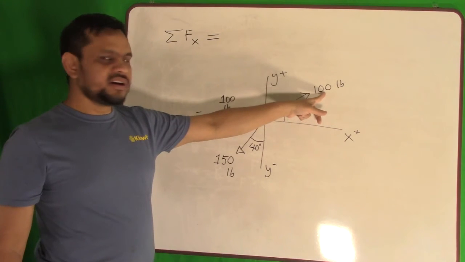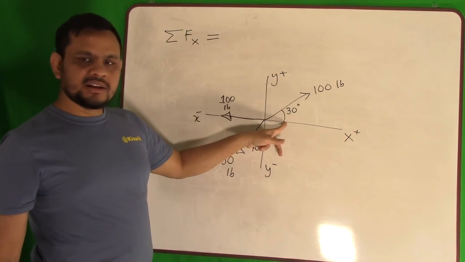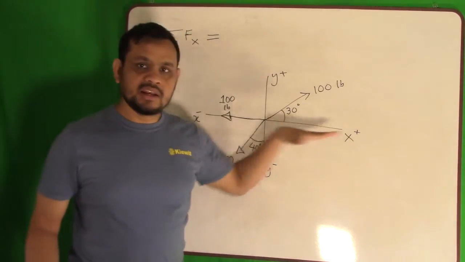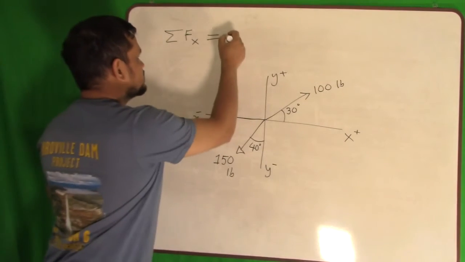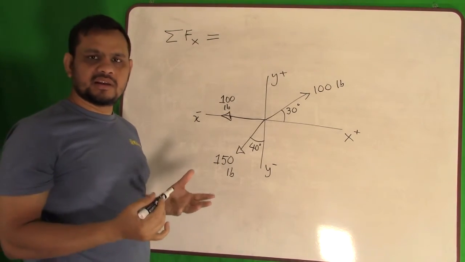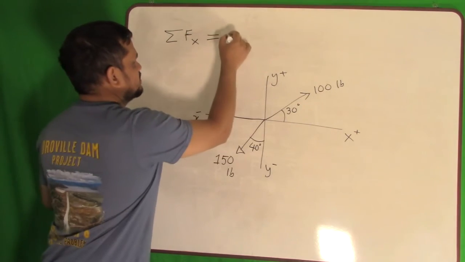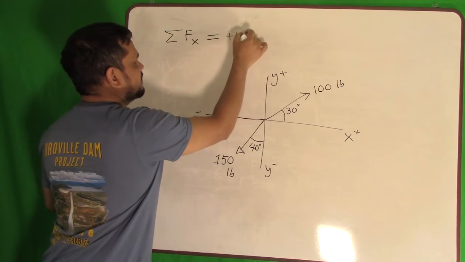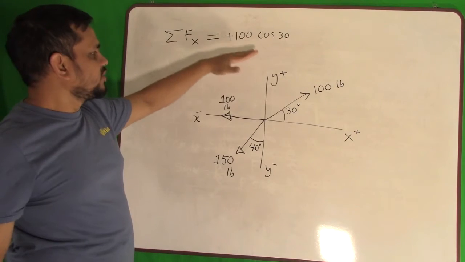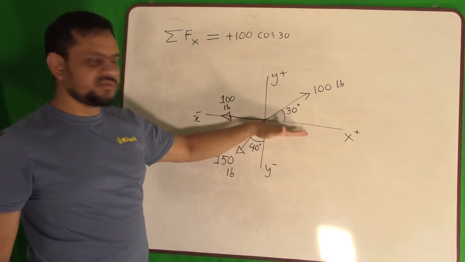So this is my 100. What is the component here? Adjacent to the angle, that means cosine. And that is in positive direction. So typically, if a number is positive, we do not show the sign plus, or you can write plus, no problem. 100 cosine 30. That is the component of this force along this way. Why is it a cosine? Because it is adjacent to the angle.